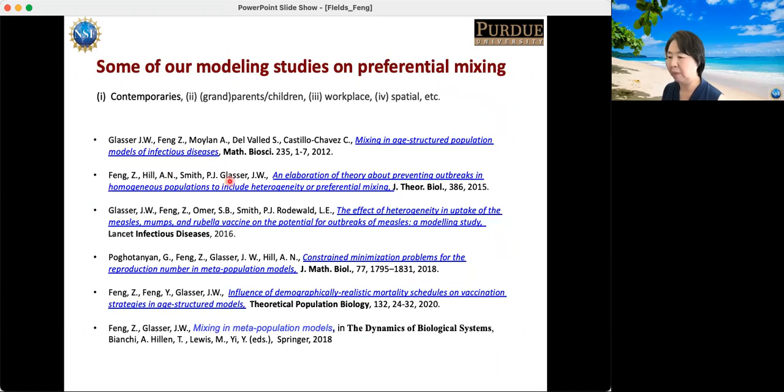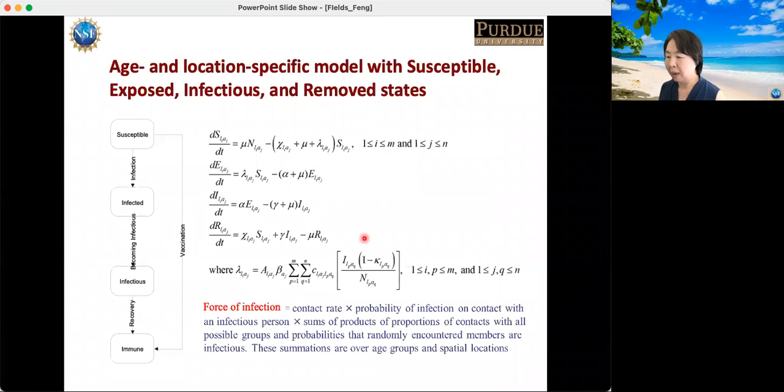Related to mixing, we have published several papers. I list a few here. As you can see, they're all in collaboration with John Glasser and other collaborators. If you're interested in this topic, I'll be happy to send you the paper PDFs.